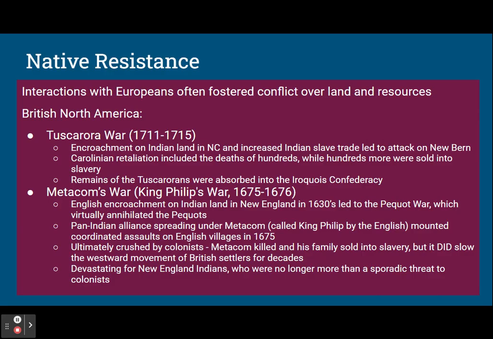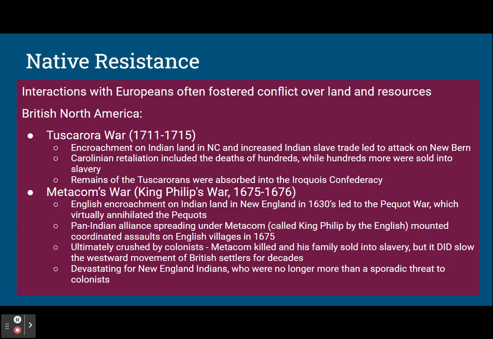Another example of this conflict is going to be in New England, Metacom's War, or sometimes called King Philip's War, and this occurred from 1675 to 1676. So once again, we see the same story of English encroachment on Indian land, conflict after conflict, small armed battles breaking out into larger conflicts. In the 1630s, encroachment on Indian land in New England led to the Pequot War, which virtually annihilated the Pequots.